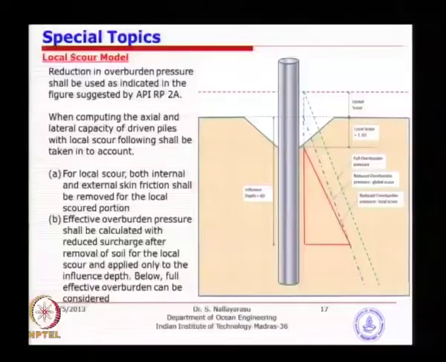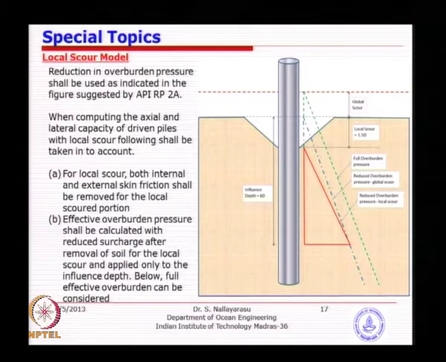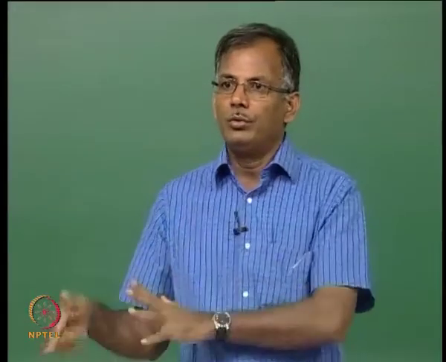So that is why there is a proposal by API that you do not need to completely remove the overburden pressure 100% for the local scour. Of course, for global scour you anyway have to remove it. For local scour you find the distance of 6 diameter, after which the influence of the local scour will not be there. That means the soil in the vicinity will provide the overburden pressure. So within the 6 diameter you have a linear increase of the overburden pressure from 0 to the maximum value.